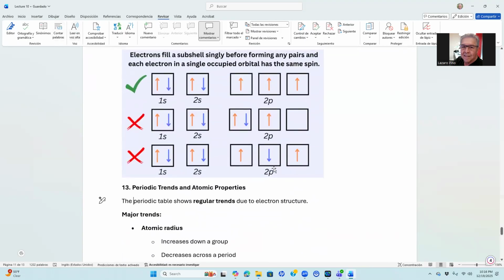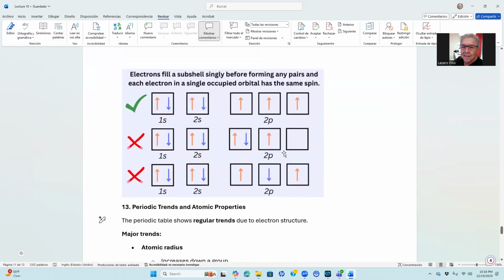Okay, let me stop here. For example, you begin filling, and before you begin pairing, you have to put at least one electron in each of the orbitals. You cannot begin pairing. This is incorrect. Or you cannot put an opposite spin here than here. All the spins at the beginning are the same, in the same direction.